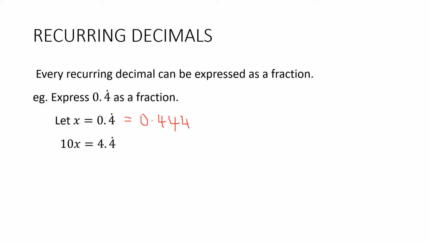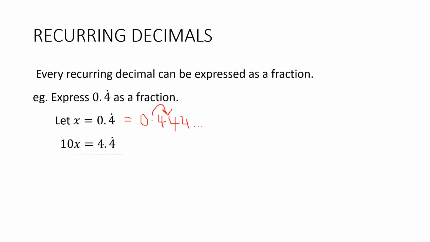This is equal to 0.444444, etc. So when I multiply by 10, I'm moving my decimal place 1 position. So I'm going to get 10x is equal to 4.4 repeater, because this goes off to infinity. So moving the decimal point 1 position isn't going to change that part. Hopefully that makes sense to you.